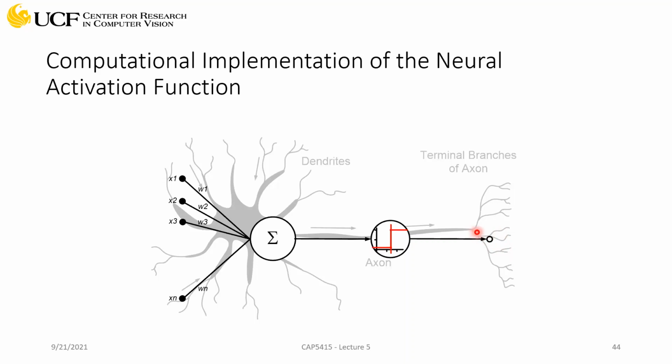And that's similar to your neuron, where the main cell body takes all the activations as input using these dendrites and then passes the signal through the axon, all the way to these branches, to the next neuron.